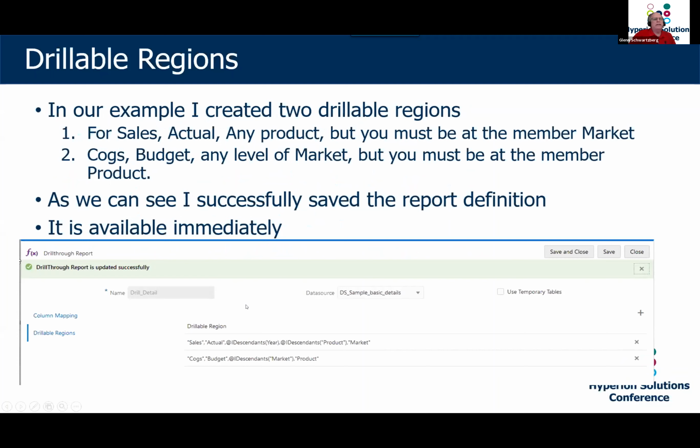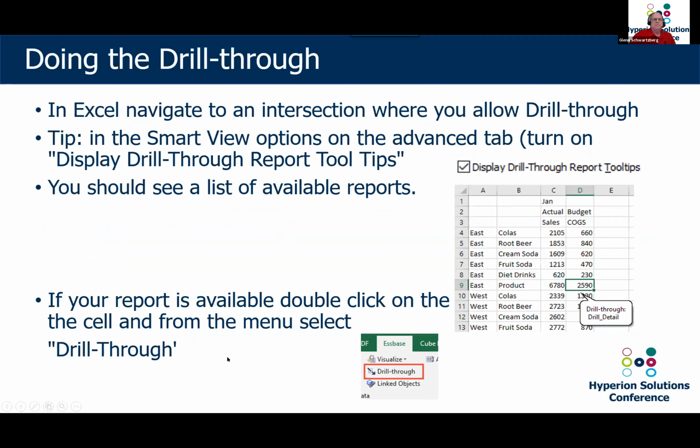So here we can see, in my case, I had sales, actual, the descendants of year, the descendants of product and market. And then for COGS, I didn't even include year because I didn't need to. The budget, the descendants of market, and I had to be at the top of product. And that's going to create my drill through report. So the report now is available to us.